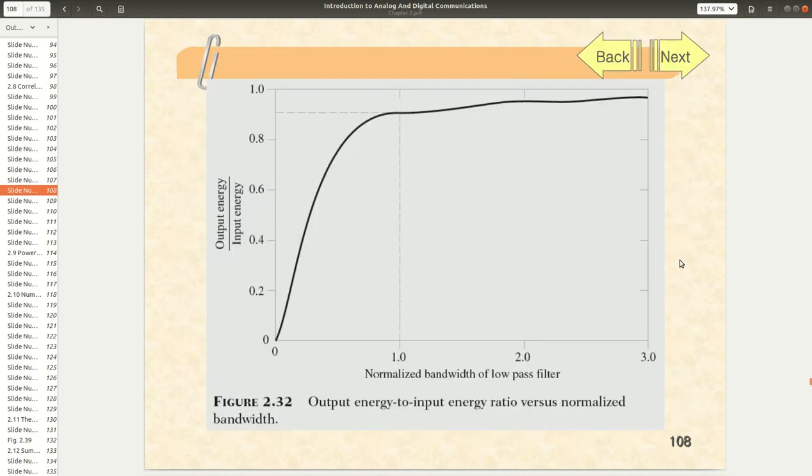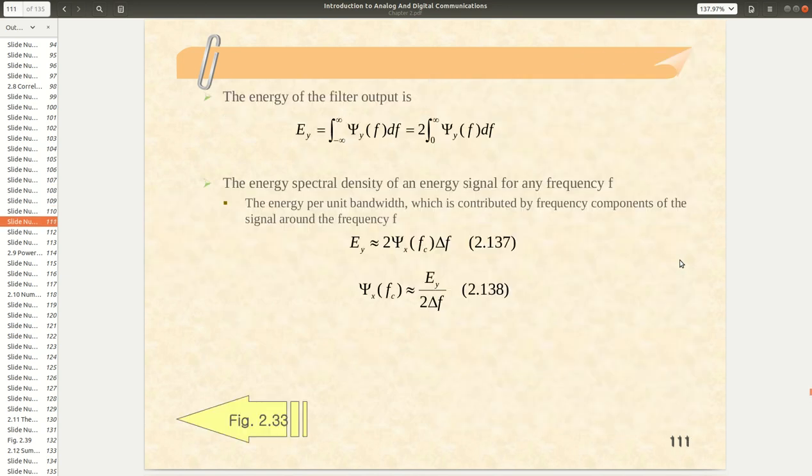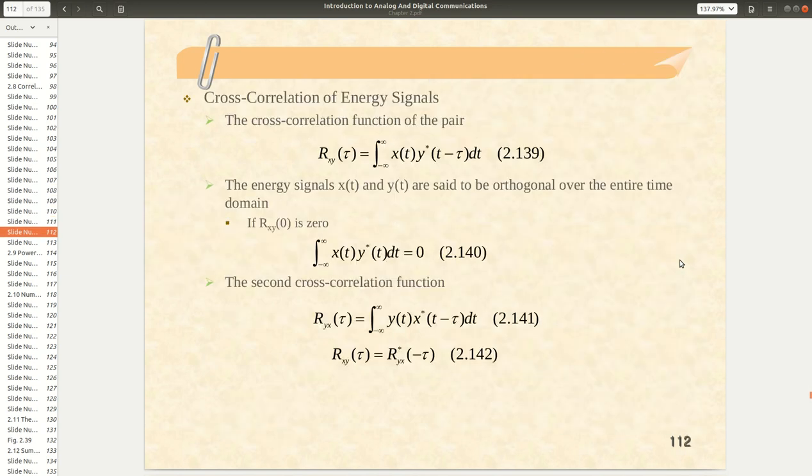I think there is nothing here we can cover more. So this is outside the scope of these chapters, cross correlation between x of t and y of t.